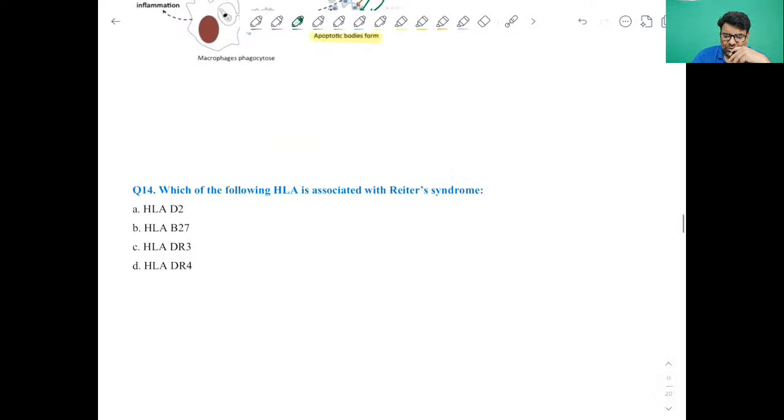The next question, which HLA is related to Reiter's syndrome? Which HLA is related to Reiter's syndrome? Now just a few more words about Reiter's syndrome. This is also known as reactive arthritis, and this can be secondary to UTI or at times some GIT infection. So it can be secondary to this.